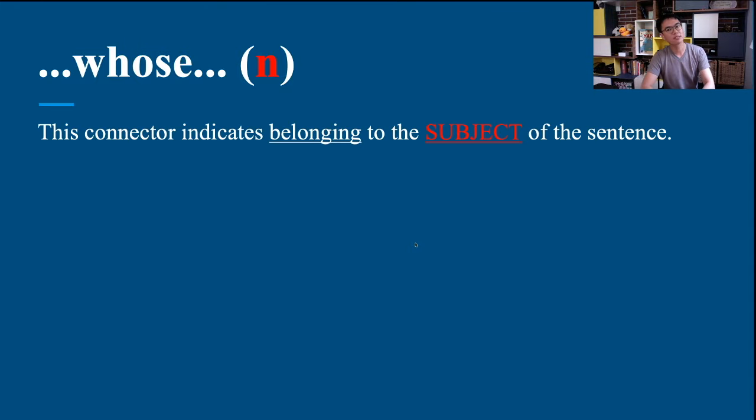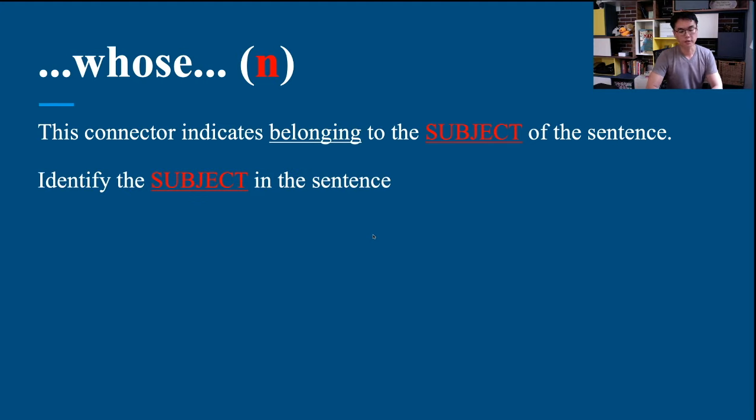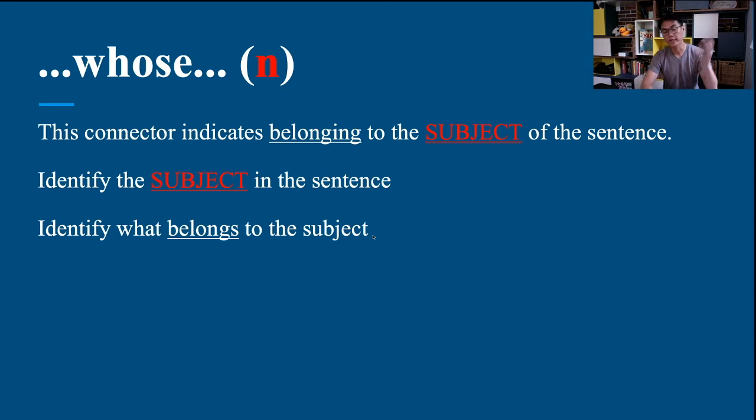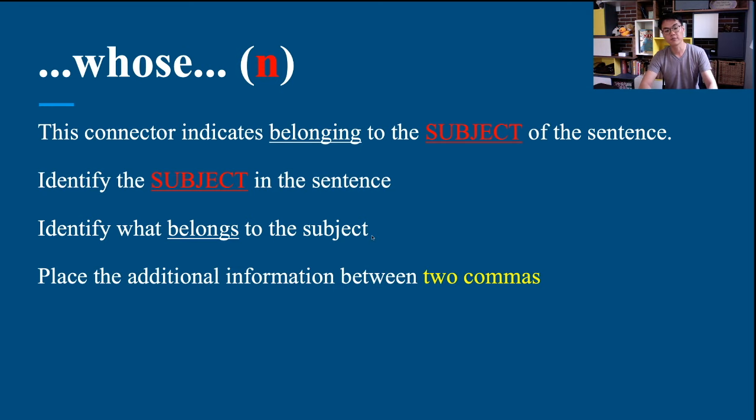It functions very similar to who in that it indicates the relationship with the subject, but in this case it's not additional information, it's belonging. Okay, so something belonging to the subject. Therefore, first we must identify the subject like we did with who. Then we identify what belongs to the subject. Okay, then we place the additional information between two commas.